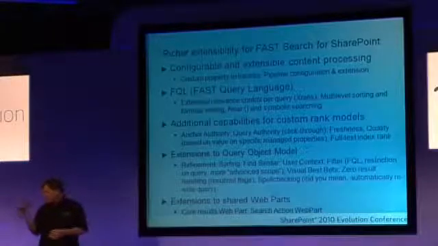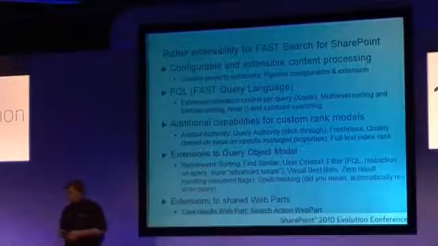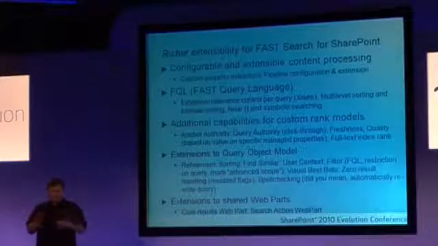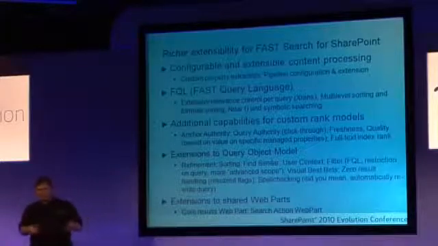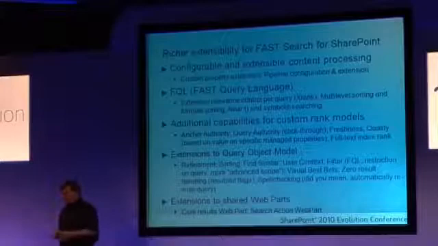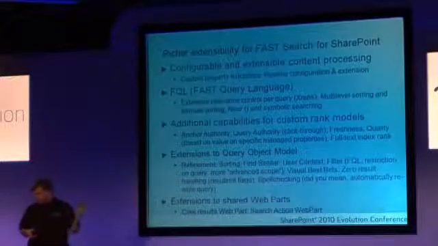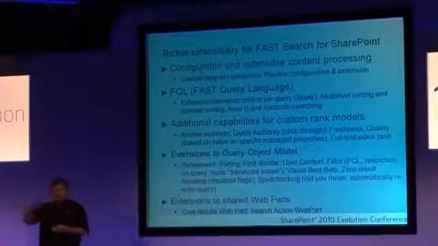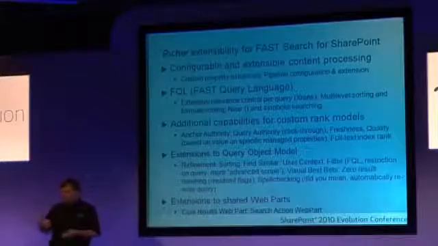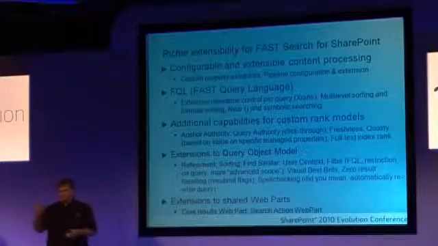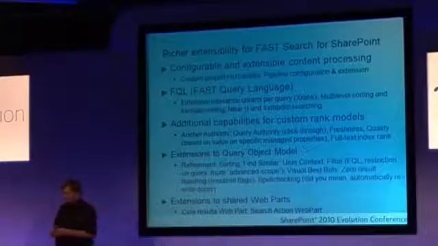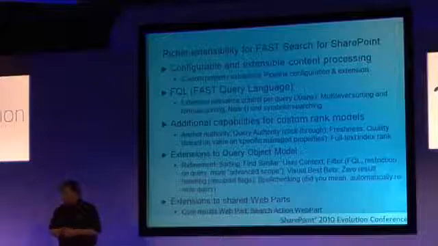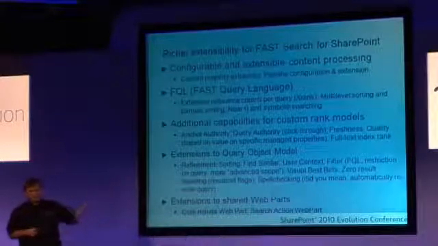FAST query language, which Shaun is going to cover in more detail later, is a custom query language. In SharePoint, we can still use our SharePoint query language to query against the property store, for example. FAST has additional capabilities for that. Then custom rank models: we've just seen the anchor authority and query authority, the ability to modify those values and say if things follow a link, or if things are closer to me, or if things are ranked higher than me, or it's a certain type of document, rank it higher than a certain other type. Then the extensions to the query object model, which I think Shaun is going to cover in more detail in the actual demo. And finally, extensions to the shared web parts, which is what we saw very briefly at the end.